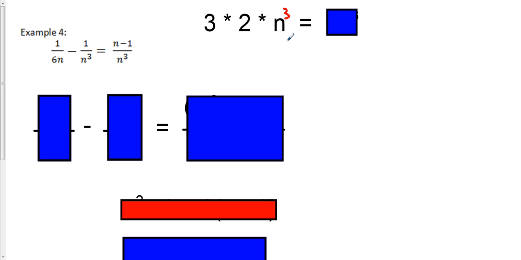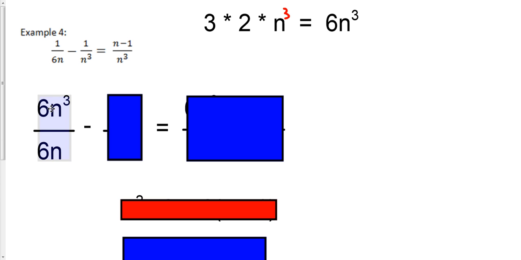So these are the prime factors of our LCD. If we put it all together, it's 6n cubed. That's what's being multiplied by each piece. So this first term multiplied by 6n cubed goes up on the numerator, 6n cubed over 6n. Minus, we'll look at our second term, 6n cubed times our second term, we get 6n cubed over n cubed.